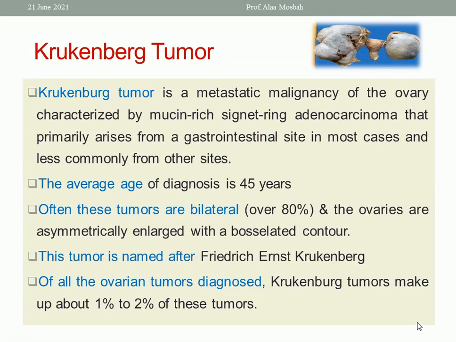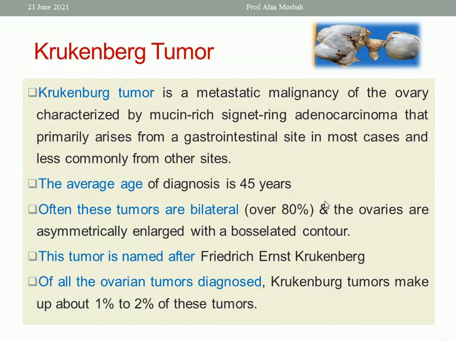Krukenberg tumor, a very specific tumor related to metastasis in the ovary. It is a metastasis in the ovary coming from the GIT, specifically the stomach, which is more common than the colon. Then other parts of the GIT can send the metastasis to the ovary. This tumor is characterized by mucin-rich signet ring adenocarcinoma, and the average age at diagnosis is 45.